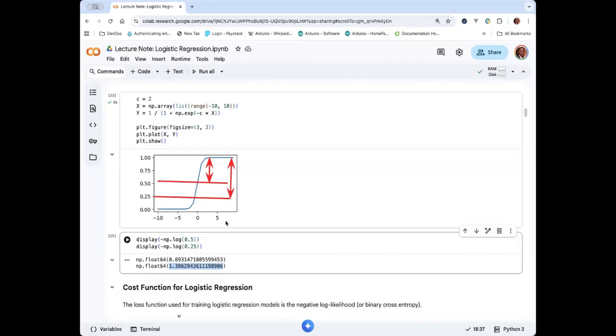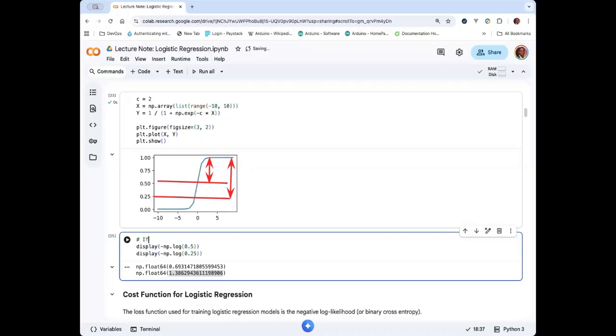But that is only if we want to predict 1. Like I said, if my y is 1, if the actual value is 1, then I want to predict 1. So if instead of predicting 1, I predict 0.5, I am closer to the right answer than if I predicted 0.25.